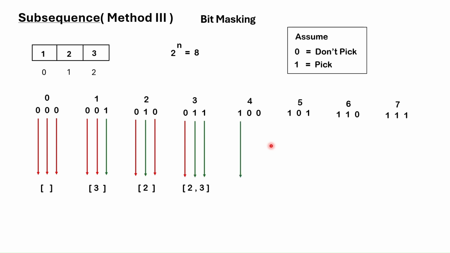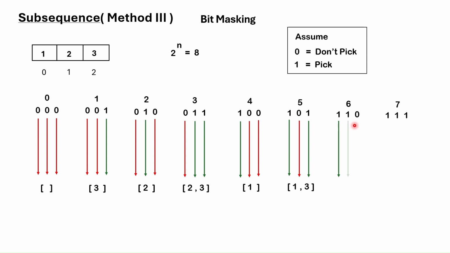Look here, we are only picking the zeroth index. Zeroth index is 1, so we will get 1. Similarly for 5, we will pick the zeroth index, not pick the first index, then pick the second index. So we are picking only the zeroth and second index, that is 1 and 3. Similarly, for 6, we are picking only the zeroth and first index, that is 1 and 2. For 7, we are picking all the indexes, so we get 1, 2, and 3.